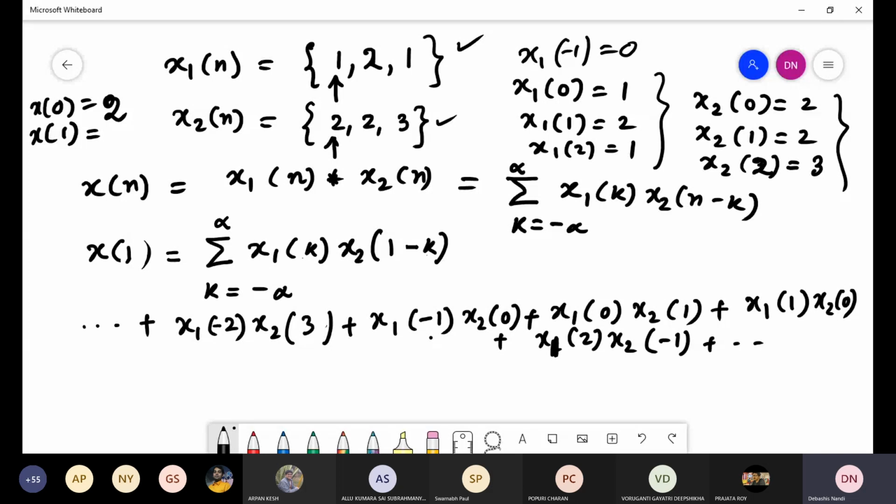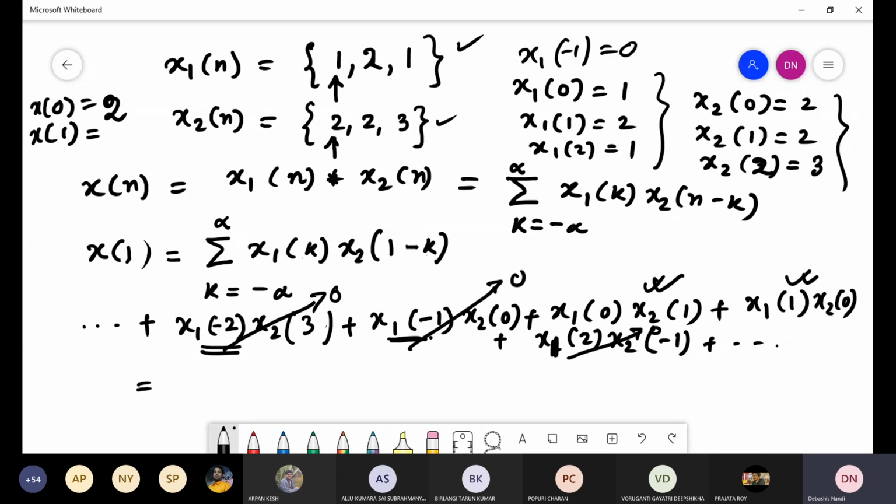Then other values will be 0. The minus 1 is started here, so next will be x2[minus 2], that is 0. So other terms will be 0. Now from here you see this is 0. This is also 0 because a minus term is there. Here a minus term is there. But this is not 0, so I have to keep it here. I have to keep this also. And again this is 0, and the next part will be 0.